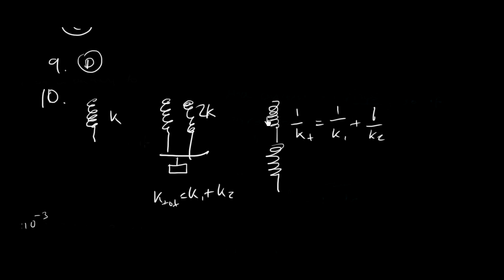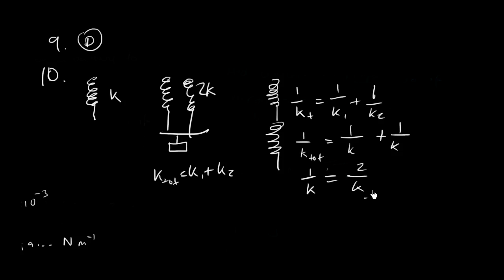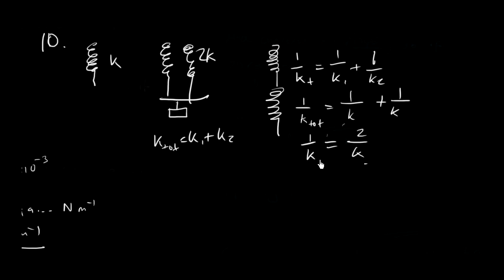Now, what happens when they're equal? K1 and K2, well, then you get 1 over K total equals 1 over K plus 1 over K, which is just 2 over K. And if you flip both sides of the equation, that's like saying that K total is equal to K divided by 2. In other words, by adding them in like this, you actually halve the K. So you go from K to K over 2. And if you did it with 3, it would be K over 3.